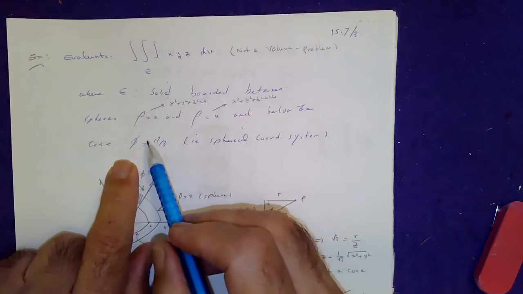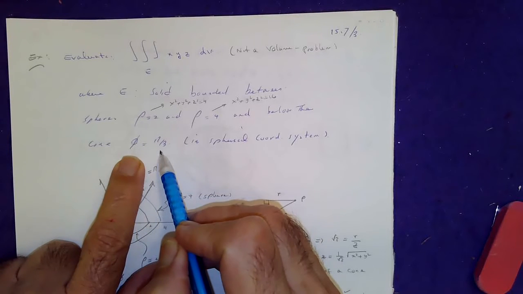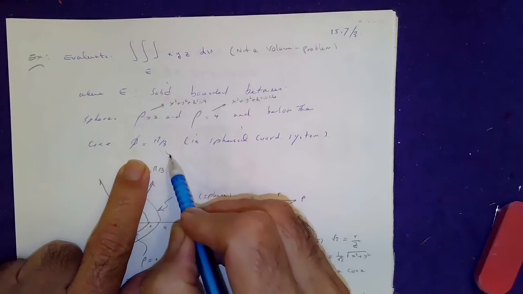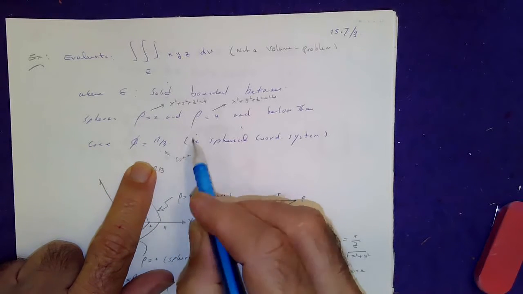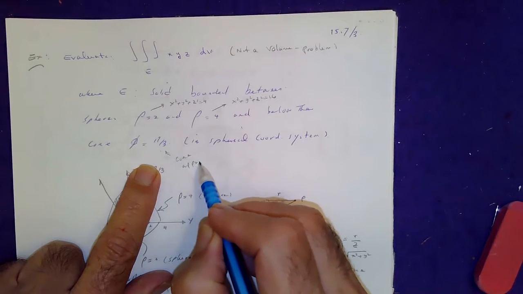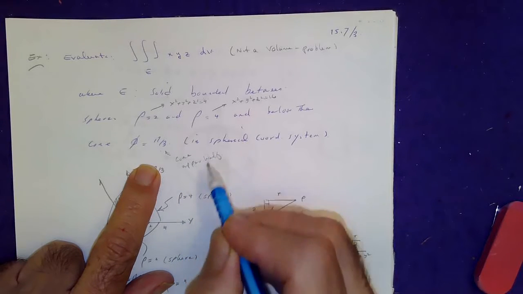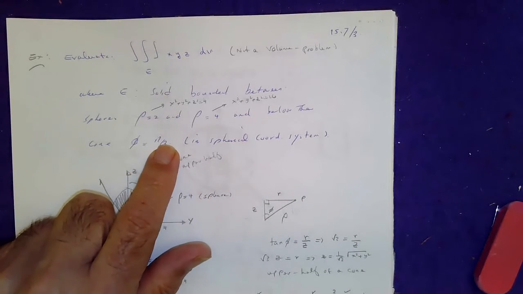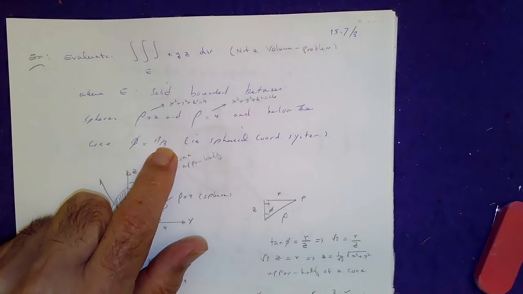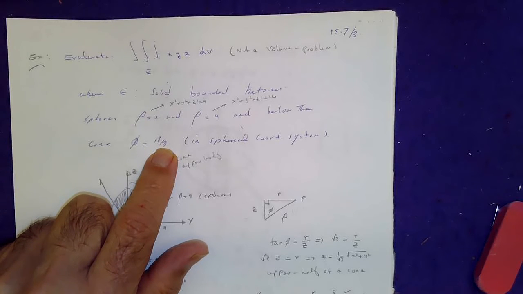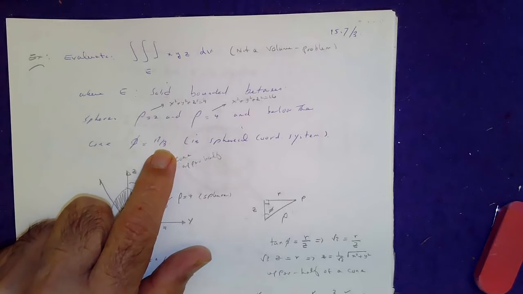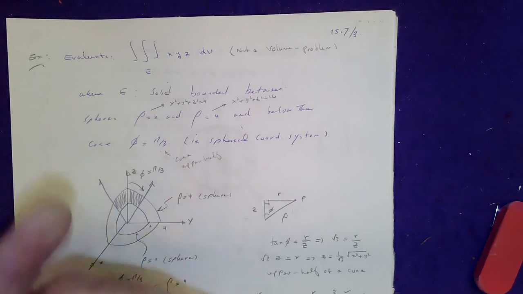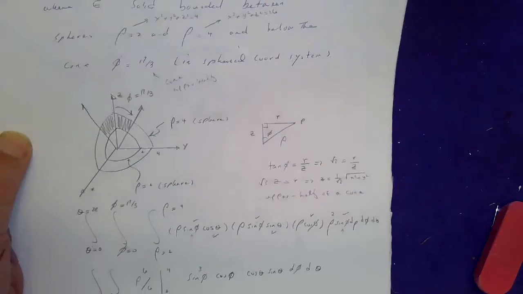Remember, every time phi is equal to a constant, this is the equation of a cone, the upper half of a cone. Because remember in the last video we said if this angle is acute, you get the upper half. If it is obtuse, you get the lower half. If it's pi over 2, that would be the x and y plane.